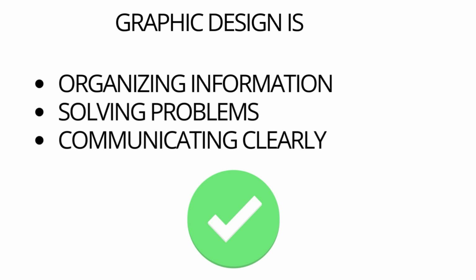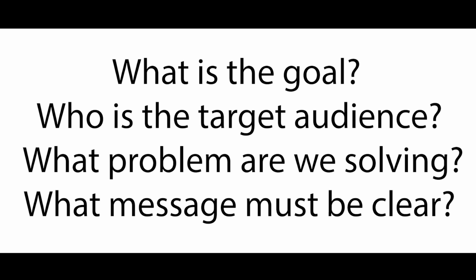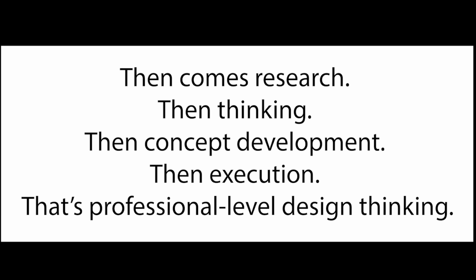Is a child able to see your design and understand the concept and the meaning of your design? Every design starts with a message, a problem, or a brief. A professional usually asks himself or the client these questions. What is the goal of the design? Who is the target audience? What problem are we solving with the design? What message must be clear in the design? Then comes research, then thinking, then concept development, then execution. That is professional level design thinking.